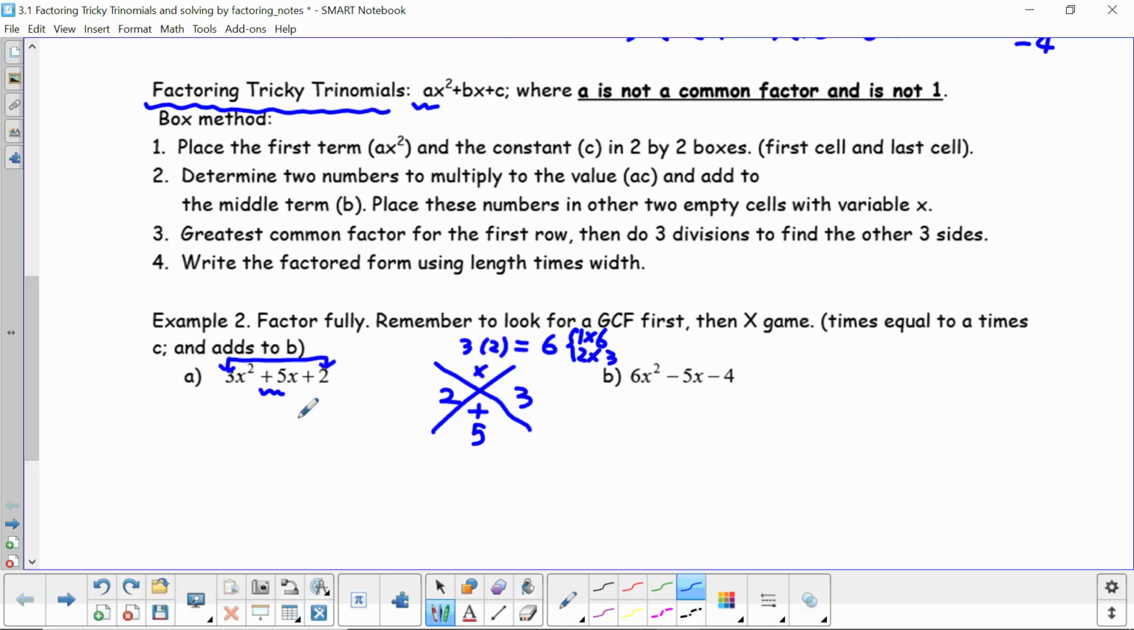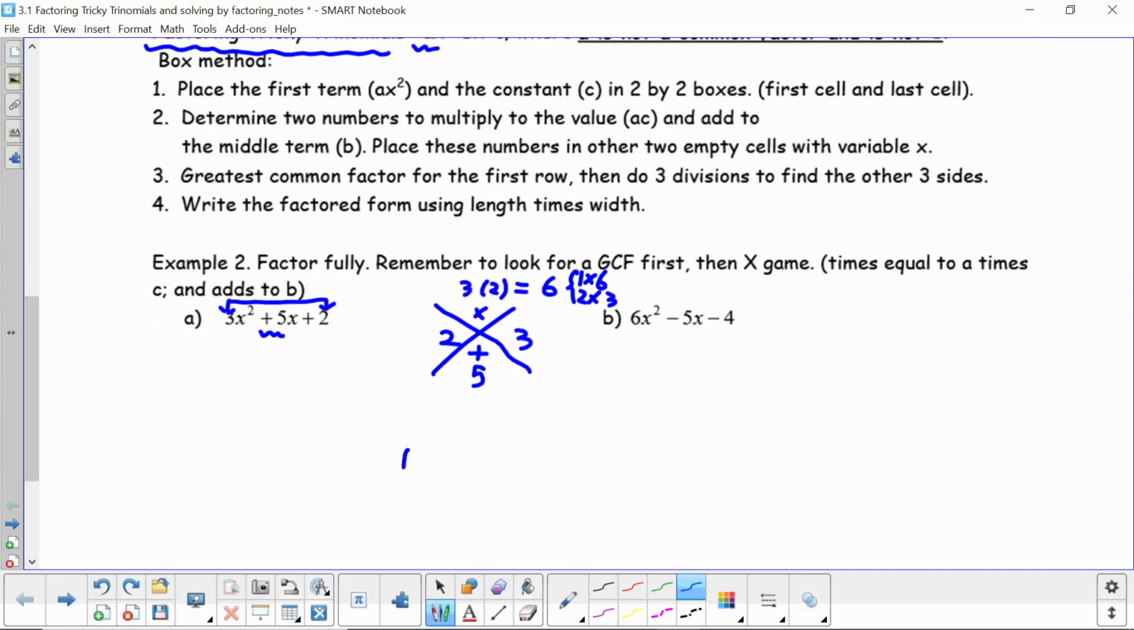And the difference from the simple trinomial is we cannot put 2 and 3 inside the bracket directly. You need to place the first term and constant in the 2 by 2 box first. So we are going to use the box method, draw a box. The reason why we couldn't put 2, 3 here is because the last term, 2 times 3 gives you 6, not 2, so it doesn't work.